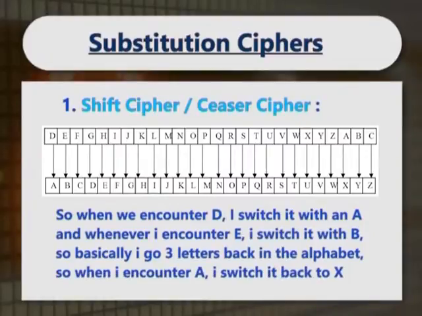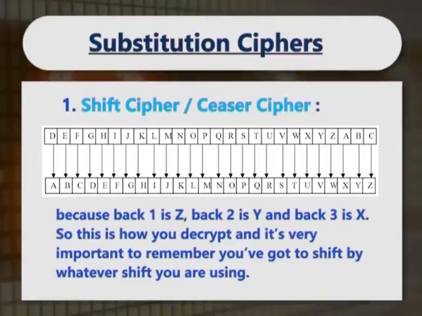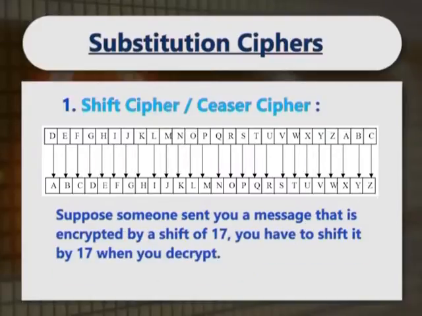So, when I encounter A, I switch it back to X, because back 1 is Z, back 2 is Y, and back 3 is X. So, this is how you decrypt, and it is very important to remember you have got to shift by whatever shift you are using. Suppose someone sent you a message that is encrypted by a shift of 17. You have to shift it by 17 when you decrypt. If you shift it by a different number, your message won't make any sense. So just keep that in mind.